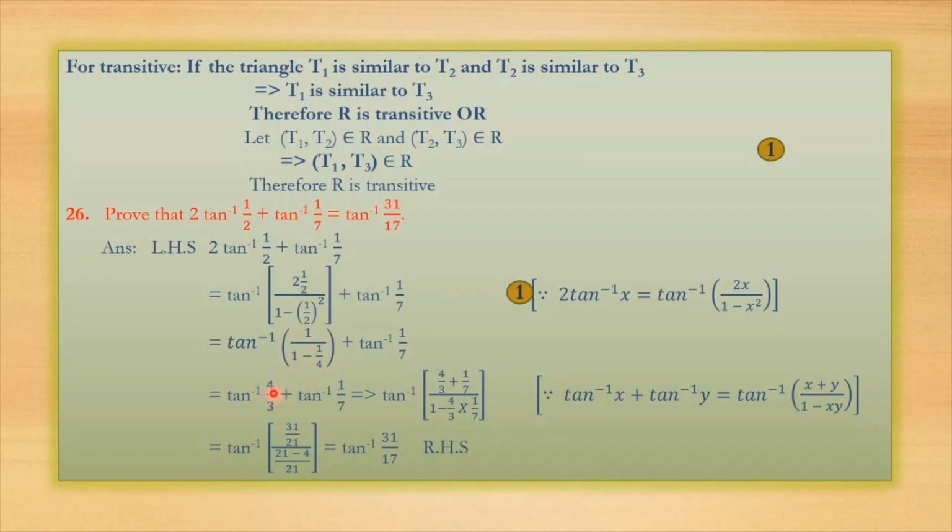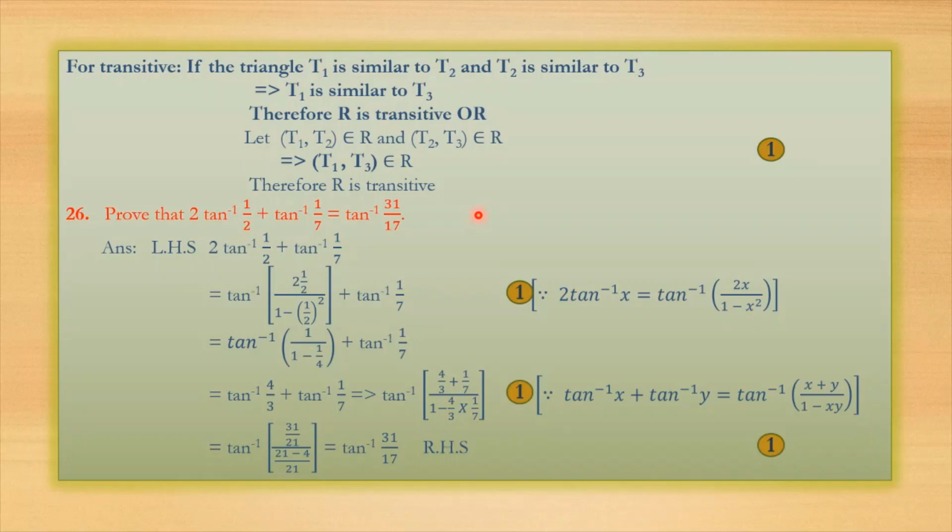So after simplifying this, we'll be getting 4 by 3. Now it is in the form of tan inverse of x plus tan inverse of y. Tan inverse of x plus tan inverse of y is equal to tan inverse of (x plus y) divided by (1 minus xy). So just replace the values of x and y. That is tan inverse of (4 by 3 plus 1 by 7) divided by (1 minus 4 by 3 into 1 by 7). If you simplify this, we'll be getting finally tan inverse of 31 by 17, which is nothing but equal to the right hand side. Therefore, we'll be carrying here 1 plus 1, that is 2 marks.